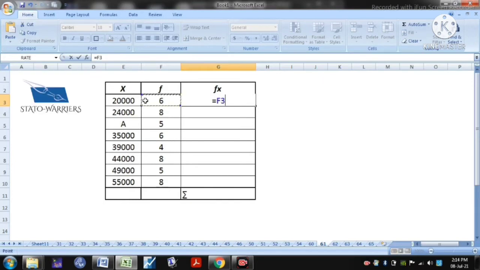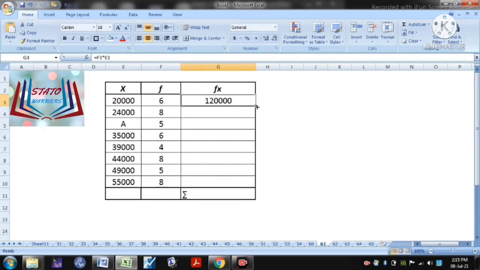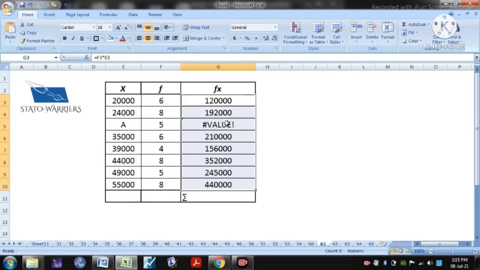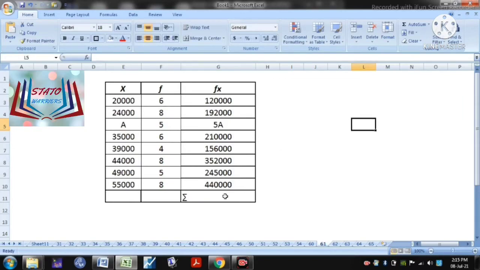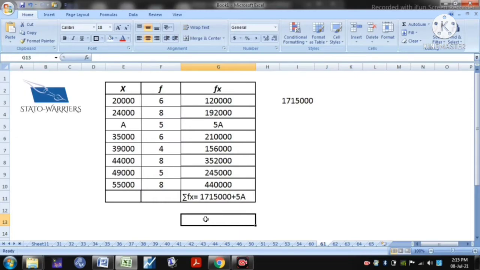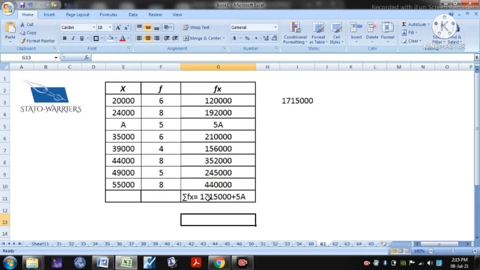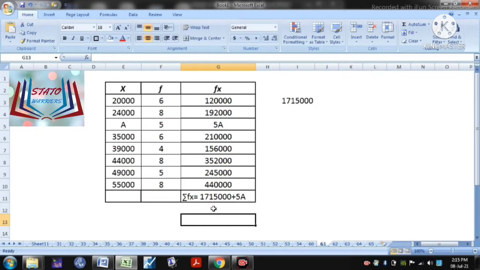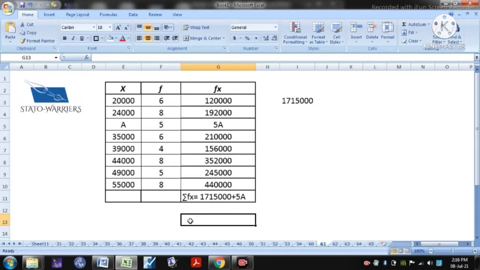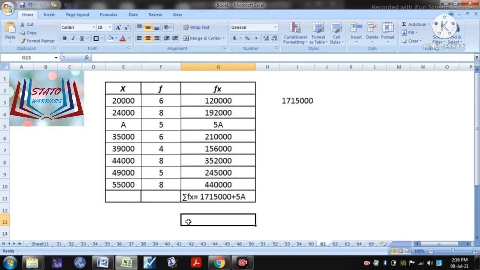This is f multiplied by x. In this way we are going to multiply all the values here. This will be 5a. So when we sum up all these values, summation fx is equal to 17,15,000 plus 5a. Now put all these values into the formula.